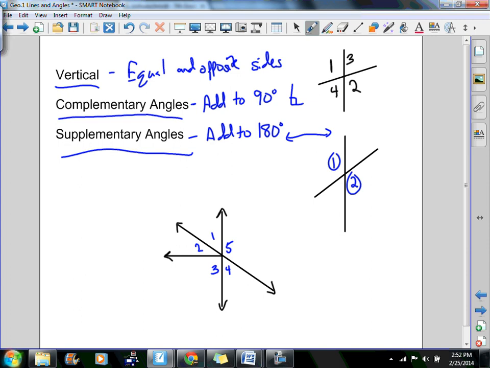So looking down here at the picture, if I was looking at angle 1, the only vertical angle would be 4 because they're opposite sides. Angle 5 and 3 would not be vertical because this line comes through 3 to make it smaller than 5. So only 1 and 4 are vertical. Now, complementary, angles that add to 90, we notice that 1 and 2 would add to 90. But that would be it. Supplementary angles, 1 and 5, would be supplementary because they add to 180 degrees.